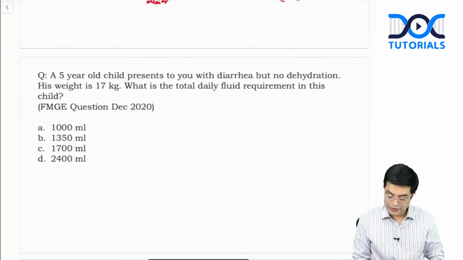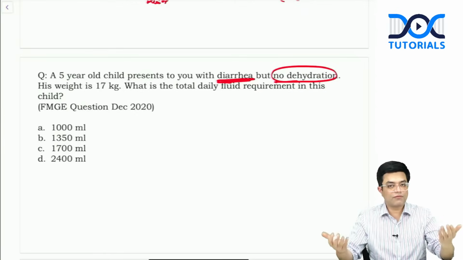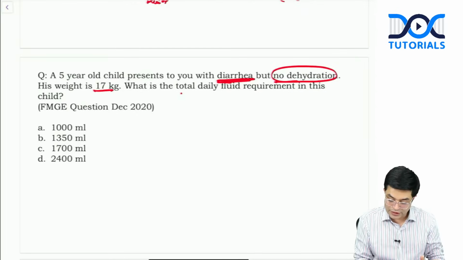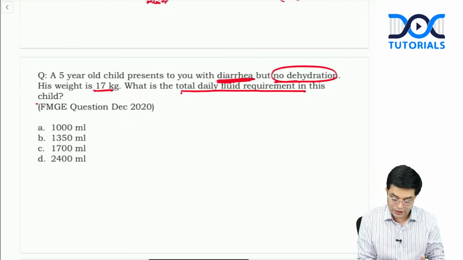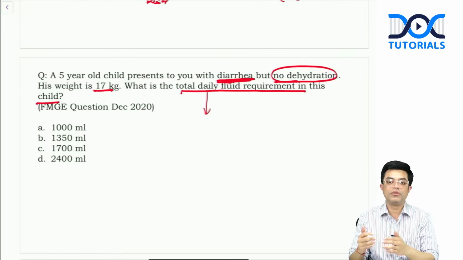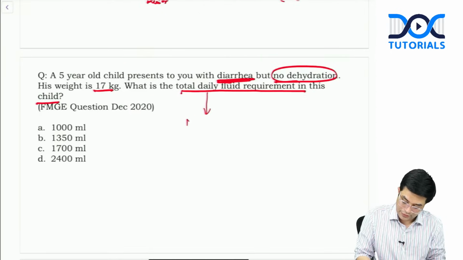5-year-old child presents to you with diarrhea but no dehydration. Dehydration नहीं है तो maintenance fluid देंगे. Weight is 17 kg. What is the total daily fluid requirement in this child? Now this question is basically asking you maintenance fluid कितना देना है? How much is the maintenance fluid to be given? For daily maintenance fluid, there is a formula which is called as Holliday-Segar method.